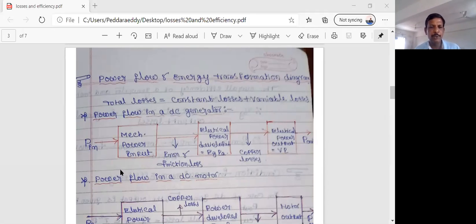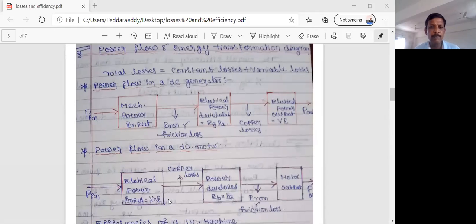Coming to power flow in a DC motor. The power flow in a DC motor is exactly the reverse of the power flow in a generator. When you observe, here in the generator the output is electrical, but in the motor the input is electrical. When we switch on the supply, power flows through the winding and power is developed inside the armature, and due to force the armature starts to rotate and we get mechanical energy. So here the electrical power is the input.